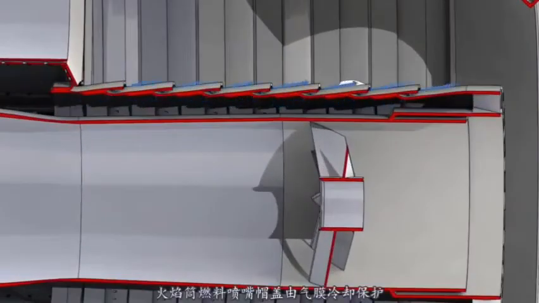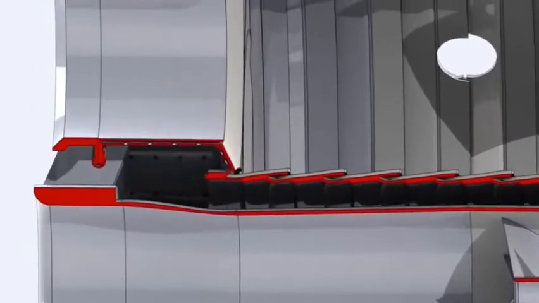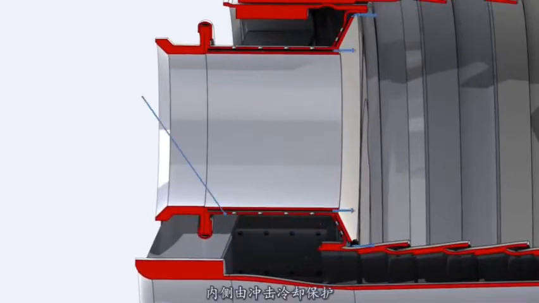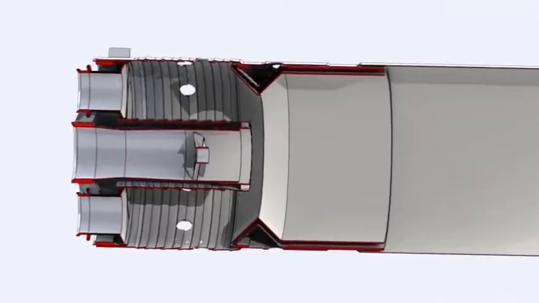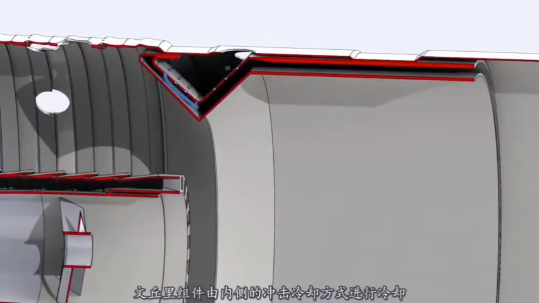The liner cap is protected by film cooling and backside impingement cooling. The venturi is cooled by backside impingement cooling.